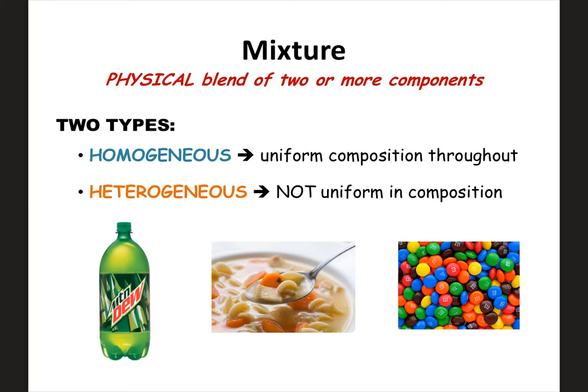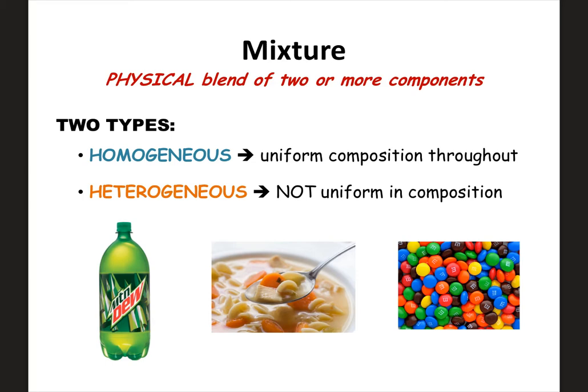So let's look at some examples here. If we did Mountain Dew as an example, would this be homogeneous or heterogeneous? Think about it. If you took multiple spoonfuls of Mountain Dew, would the spoonfuls be the same? Yes. So Mountain Dew is going to be homogeneous. You wouldn't see different amounts of, say, the sugar or the carbon dioxide in there. Every spoonful would be the same.